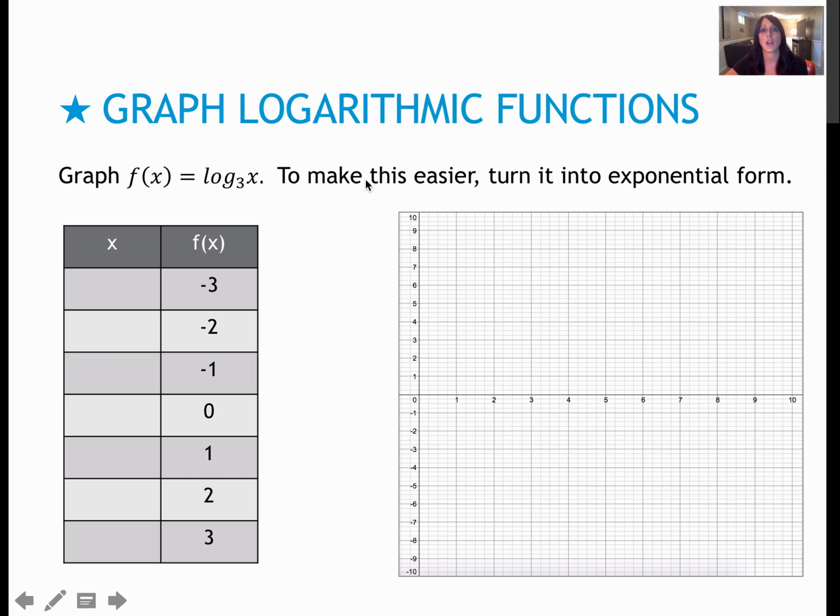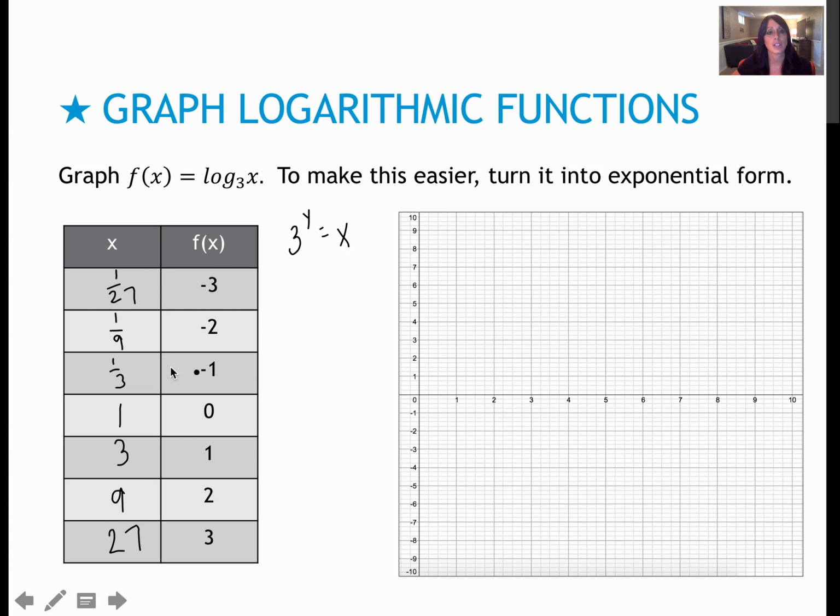Here's one for you to try on your own, so give it a shot, then press play to check your work. Again, here I would make this 3 to the y equals x, which is why we're plugging in the y values. 3 to the negative 3 would be 1/27, which is a very small number. 3 to the negative 2 would be 1/9. 3 to the negative 1 is 1/3. 3 to the 0 is 1. And then 3. And then 9 and 27.